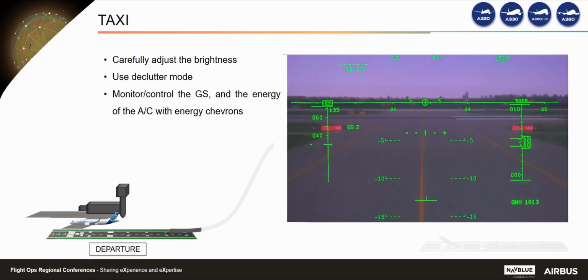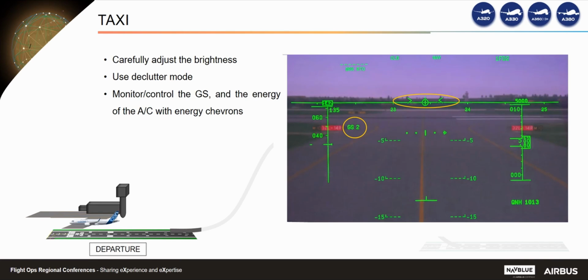Here is a typical display shown during the taxi phase. In order to monitor the speed of the aircraft, the flight crew needs to monitor the ground speed. Notice that the display of the ground speed is on the right side of the speed scale. In order to monitor the energy of the aircraft, the flight crew needs to pay attention to the energy chevrons. Indeed, by looking at the position of the energy chevrons compared to the flight path vector, the flight crew will know if the aircraft is accelerating or decelerating.